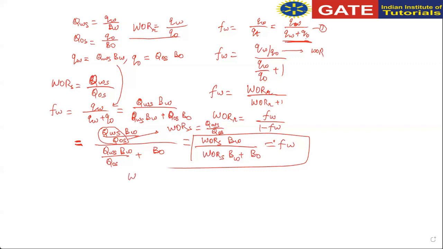And there is a relationship: WOR surface is equal to BO FW divided by BW times 1 minus FW, which equals WOR at reservoir condition times BO divided by BW. So these are the fractional flow equations, and you can interchange any of the equations from surface to reservoir condition. You got these equations? You have to memorize them.